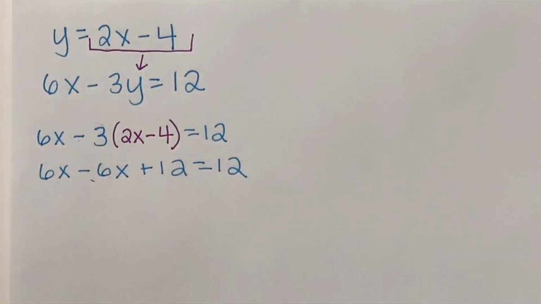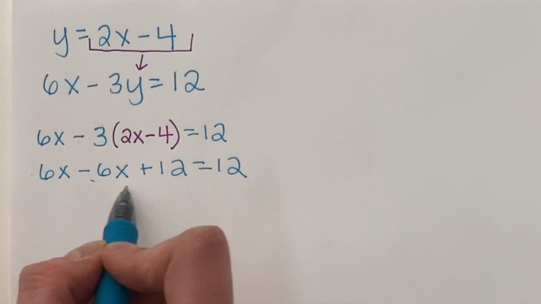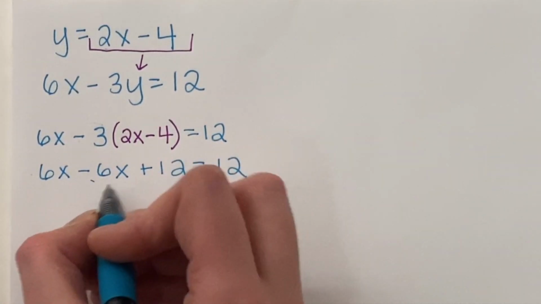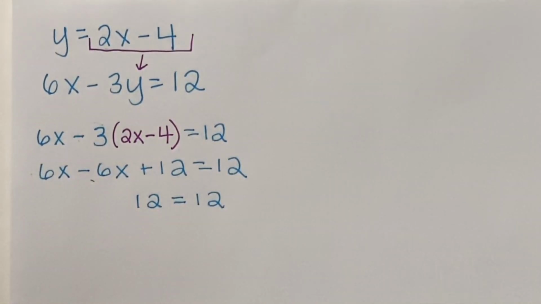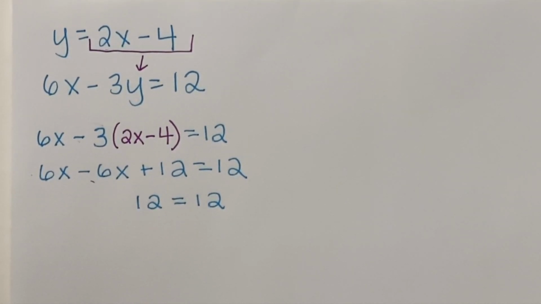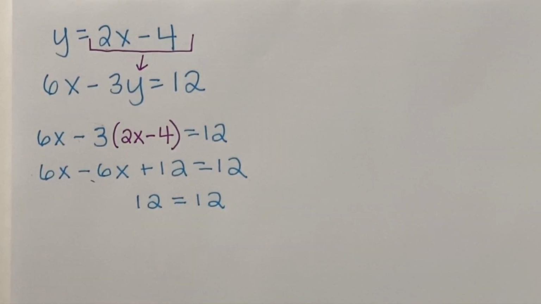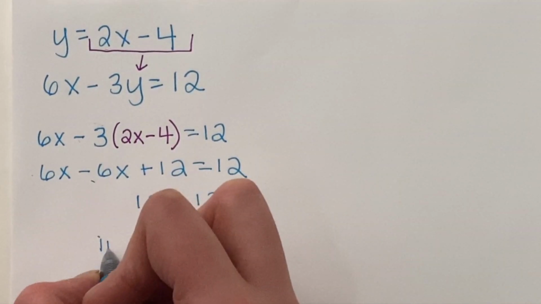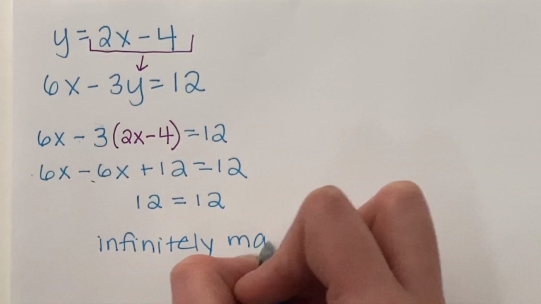And already you should see something kind of funny start happening. When I combine like terms here, I'm going to end up with 6x minus 6x. So we're going to get 12 equals 12, which should look familiar. What do we know about an equation that has the same thing on either side of the equal sign? We know that it means it has infinite solutions. Here, we know this system must have infinite solutions, which means these two lines will lie directly on top of each other. So what we'll write is infinitely many solutions.